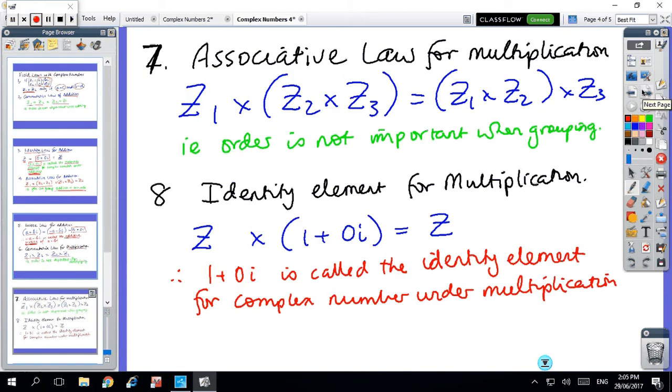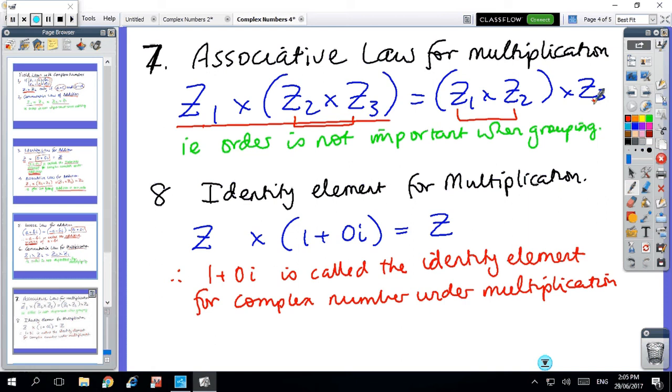Okay, next one is the associative law for multiplying, which basically says if I've got more than one complex number, I can put the second and the third together and then multiply by the first, or put the first and the second together and multiply by the third, or the first and the third and multiply by the second. The order is not important.